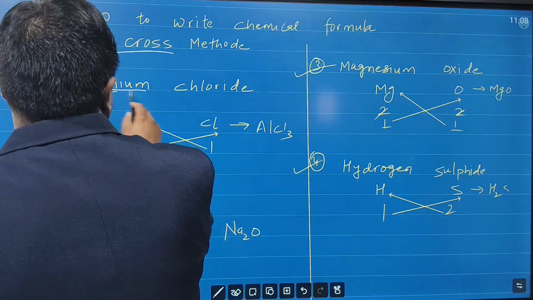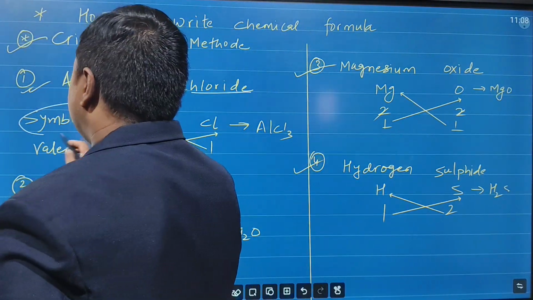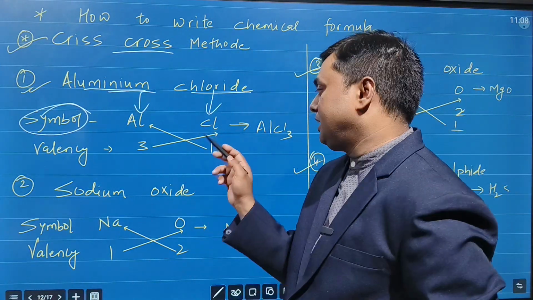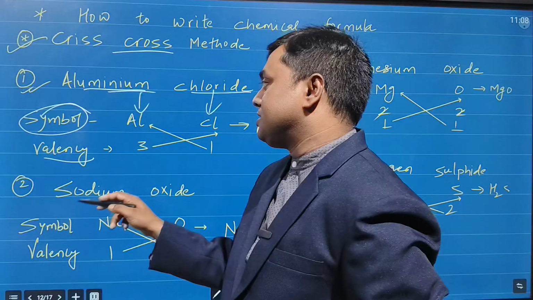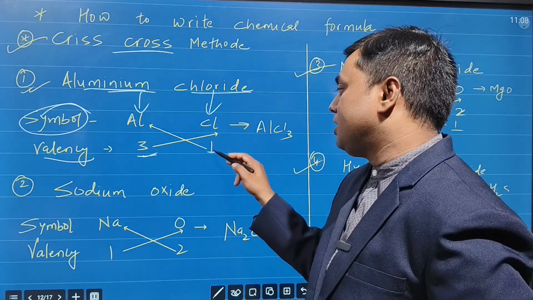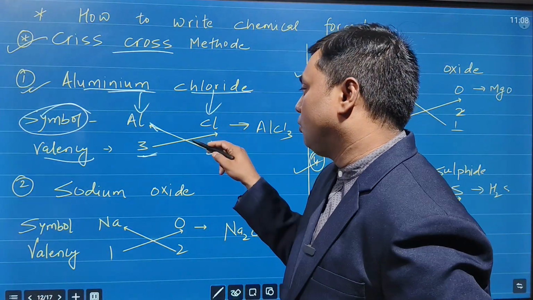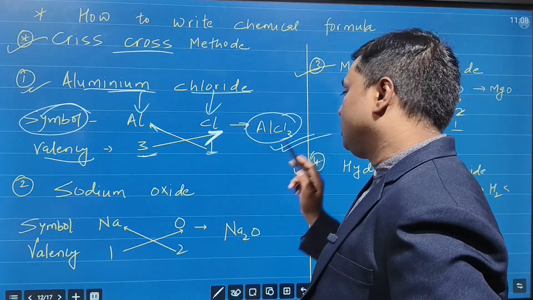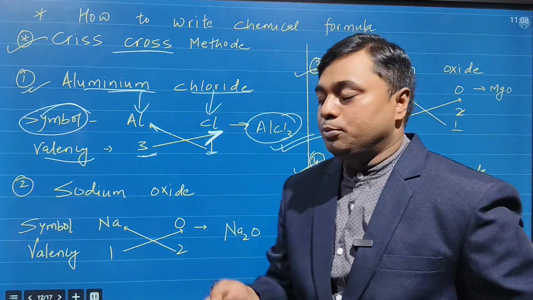Aluminum chloride, you see. First of all we write the symbols. Aluminum symbol is Al, chloride stands for chlorine, so Cl. Below we write the valency. Aluminum valency is 3, chlorine valency is 1. Now crisscross method: 1 will move here and 3 will move here. So AlCl3 is the chemical formula for aluminum chloride.